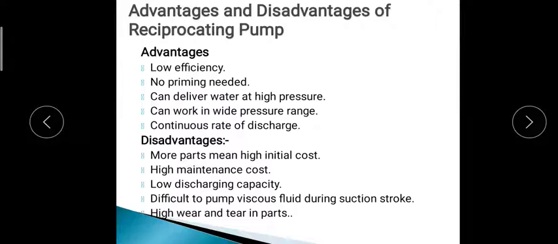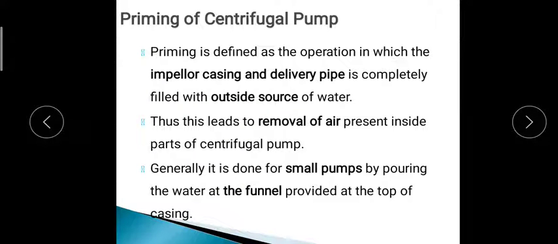So these are some advantages and disadvantages of the reciprocating pump, and the applications are the same as those of the centrifugal pump. The only difference is that we use the reciprocating pump where we require high pressure and high discharge. Discharge is nothing but the flow rate of water. It may be water or oil or any liquid which we are using in the industry. So those are the applications of the reciprocating pump.